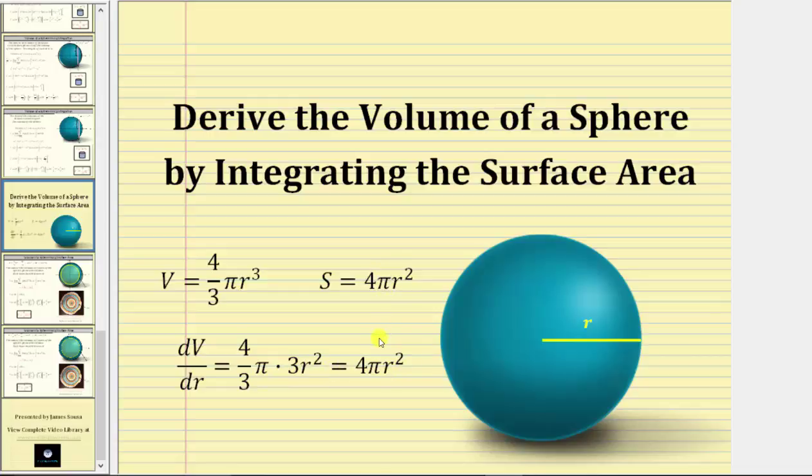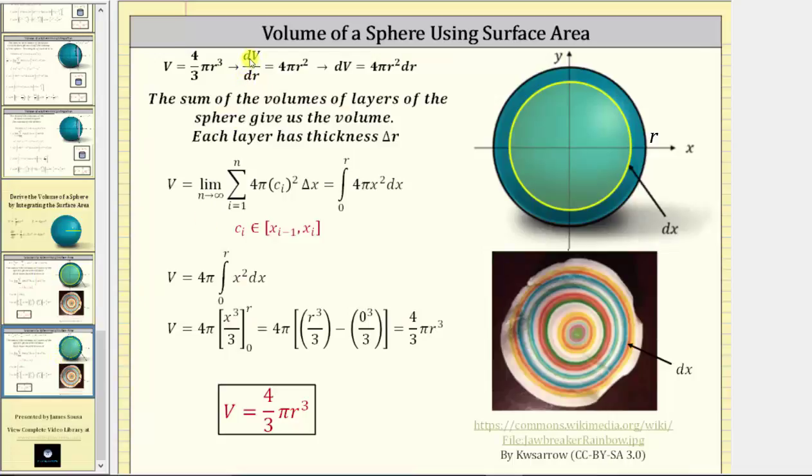And therefore it should make sense if we integrate the surface area, we should be able to recover the volume. But let's explain why this makes sense. Again, we already know dV/dr equals 4 pi r squared, and now if we write this equation in differential form, we have dV, which represents the change in the volume, equals 4 pi r squared, which is the surface area, times differential r, which represents the change in the radius.